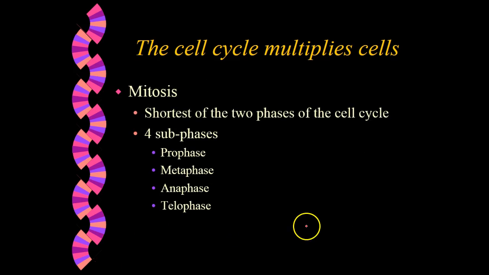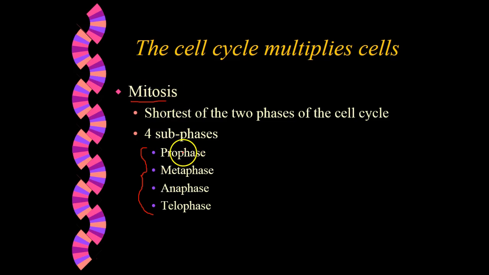So mitosis, first of all, is the second main phase of the cell cycle. Remember, the first main phase is interphase. The second main phase is mitosis. And mitosis is the shorter of those two phases. But of the time spent in mitosis, there are 4 subphases. And all 4 of these would be happening at different times in this order: first, second, third, and fourth, that make up mitosis.